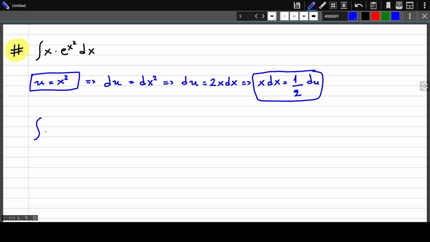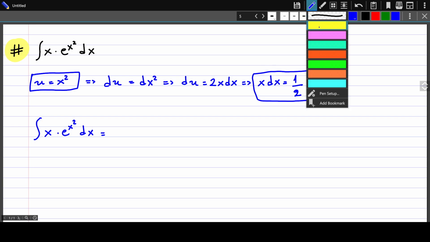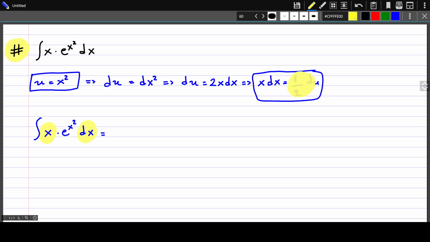So we have the indefinite integral of x times e to the x squared dx, which equals x dx, this thing here, equals this thing over here. So I will put the integral, and I will put 1/2, and I will put the du over there. I'll leave a little space over here. e to the x squared, e to the x squared is equal to e to the u. So, this was it.